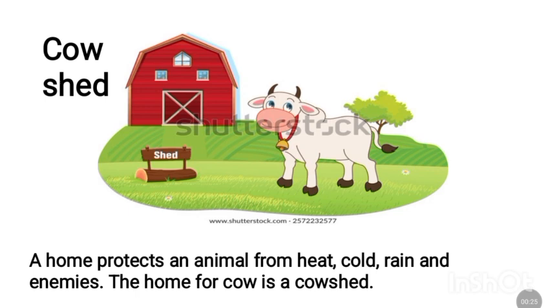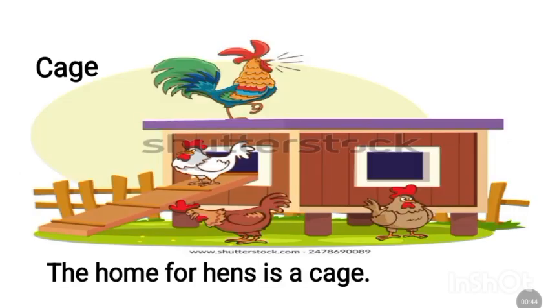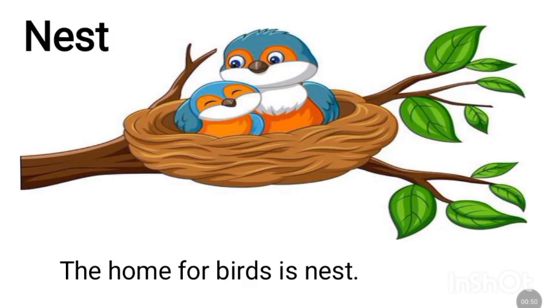For example, a cow lives in a cowshed. A home protects an animal from heat, cold, rain, and enemies. The home for a cow is a cowshed. And a horse lives in a stable. So the home for a horse is a stable. And the home for a hen is a cage. And a hen lays eggs in a cage.